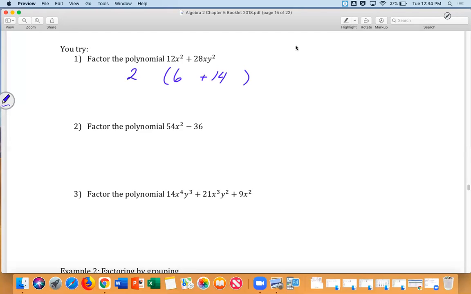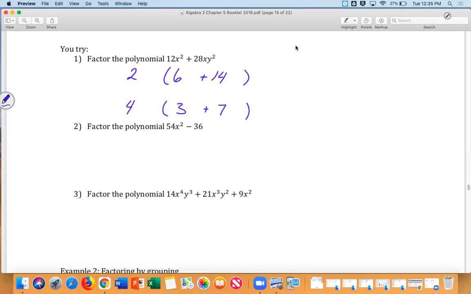Some of you guys may be able to hear when I'm walking around, but this is what's going through my head. I know this isn't done because 6 and 14 are still both even numbers. So I know at least 2 goes into them. So I'm going to take another 2 out. I have the 2 out here, and I'm pulling another 2 out. That's going to be 4. 6 divided by 2 would be 3. 14 divided by another 2 would be 7. So that's where I'm at, just with the numbers.